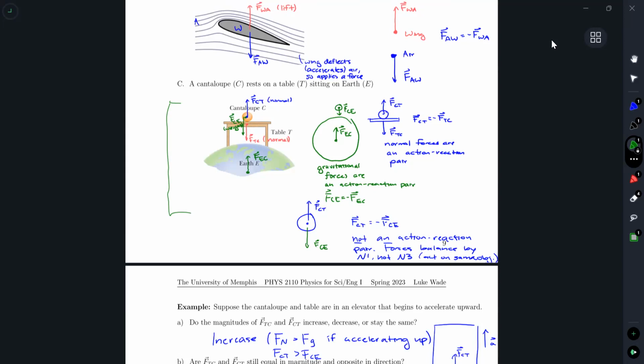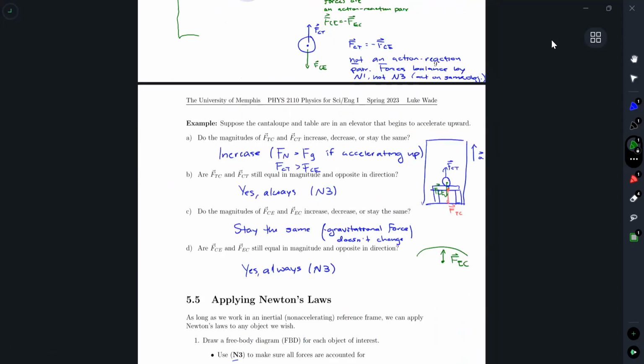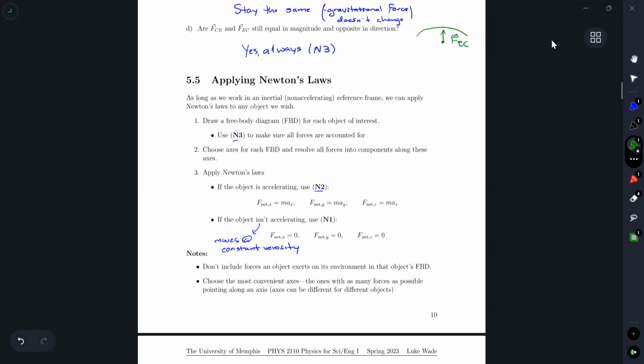In this example, we had this cantaloupe on a table on the ground. The reaction to Earth's pull on the cantaloupe is the cantaloupe's pull on the Earth, not the force the table exerts on it. And then the reaction to the force the table exerts on the cantaloupe is that normal force that the cantaloupe exerts on the table. So being able to tell which forces are reactions to which other forces could show up as a conceptual question. So that's just another example of that. This is, again, super important.